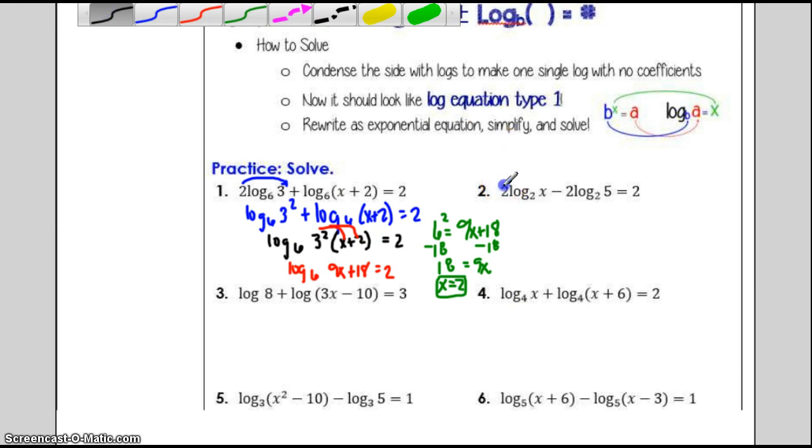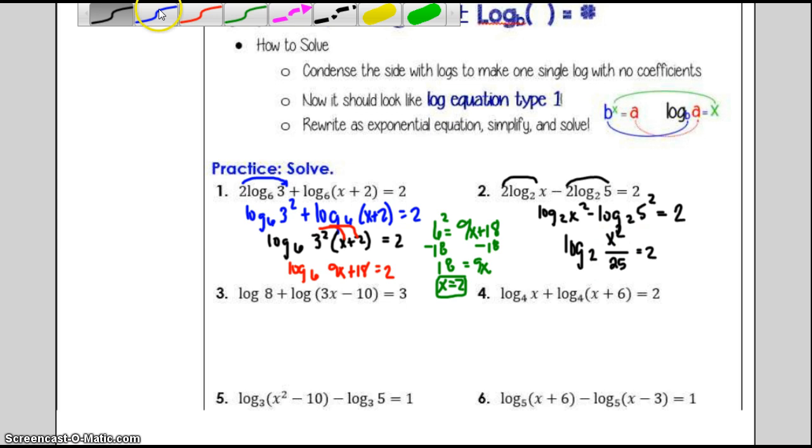So let's start with our coefficients, and then we'll end up condensing next. All right, so subtraction is going to be division here. So we have one log that we need, keeping that base of 2. We want the x squared on top, and we want the 5 squared on the bottom. I'm going to go ahead and change that to 25.